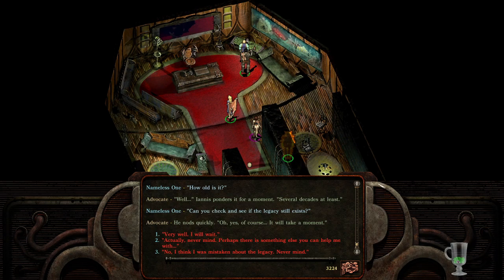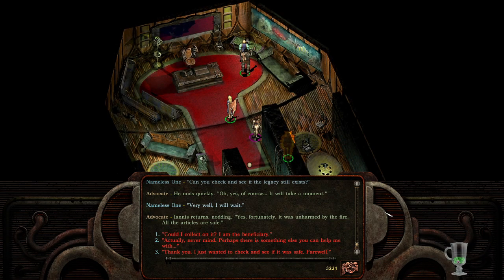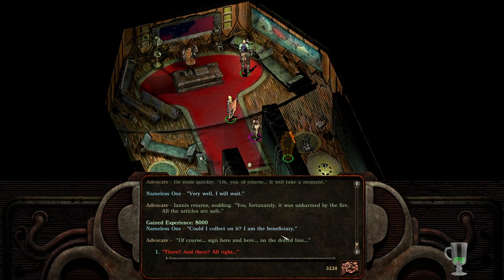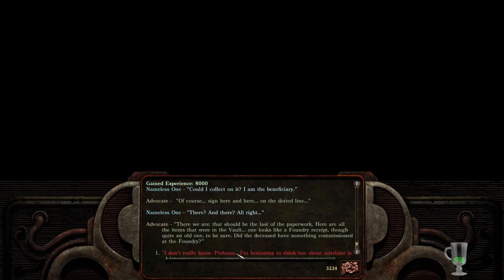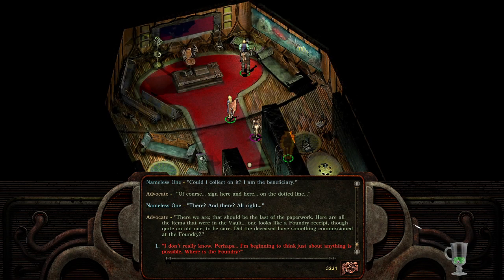Can you check and see if the legacy still exists? Nods quickly. Oh yes, of course. It will take a moment. Very well, I will wait. Hyenas returns, nodding. Yes, fortunately it was unharmed by the fire. All the articles are safe. Should I collect on it? I am the beneficiary. Of course, sign here and here and the dotted line. There and there. Alright. There we are. That should be the last of the paperwork.